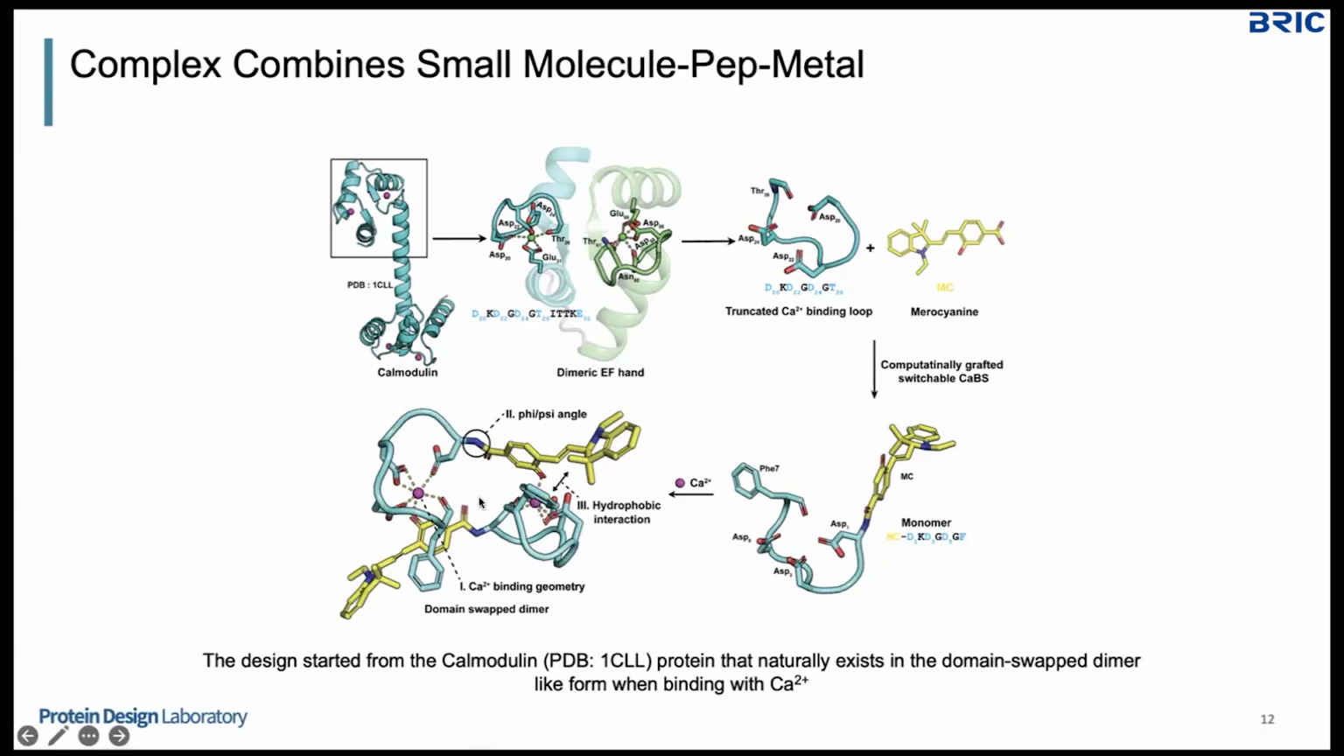So basically, you can see that we have two calciums, and the spiropyran with the peptides are opposite from each other. To design this part, we needed to consider three main things. The first is the calcium binding geometry, then the phi-psi angle between the merocyanine and the peptide, and the hydrophobic interaction between the two segments of these monomers. I'll talk in detail about each step, but this is the general story of the project.